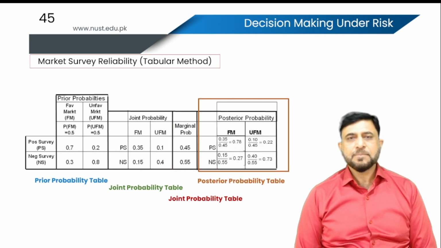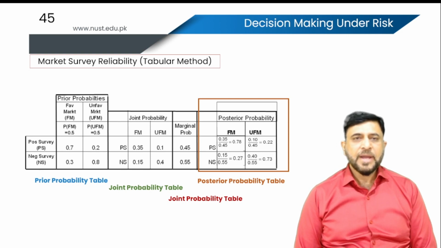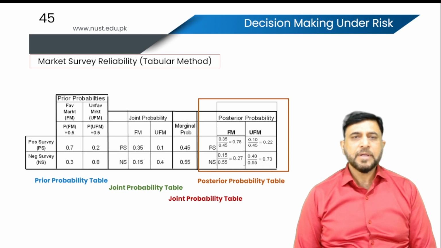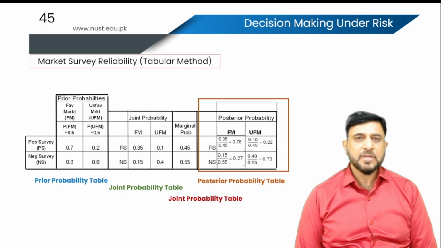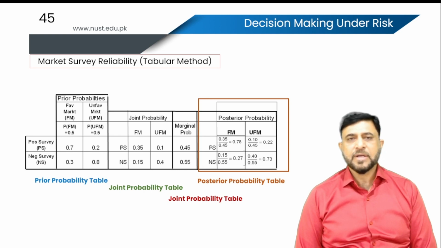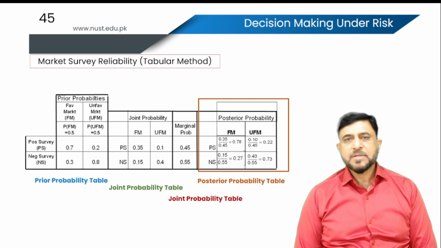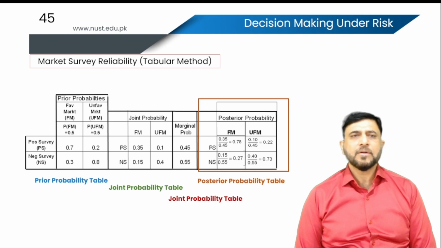The next step is finding the posterior probabilities. You just have to divide the joint probabilities by the marginal probabilities of each. For example, 0.35 divided by 0.45 is 0.78. Again, 0.1 divided by 0.45, 0.15 divided by 0.55 and 0.4 divided by 0.55. So the posterior probabilities have been calculated. This is a simple method of finding probabilities with the help of Bayes theorem.